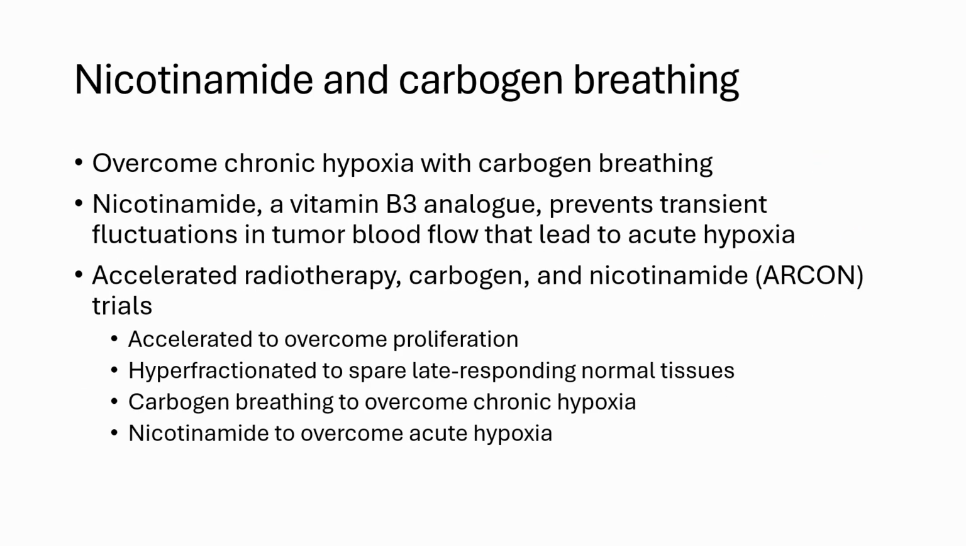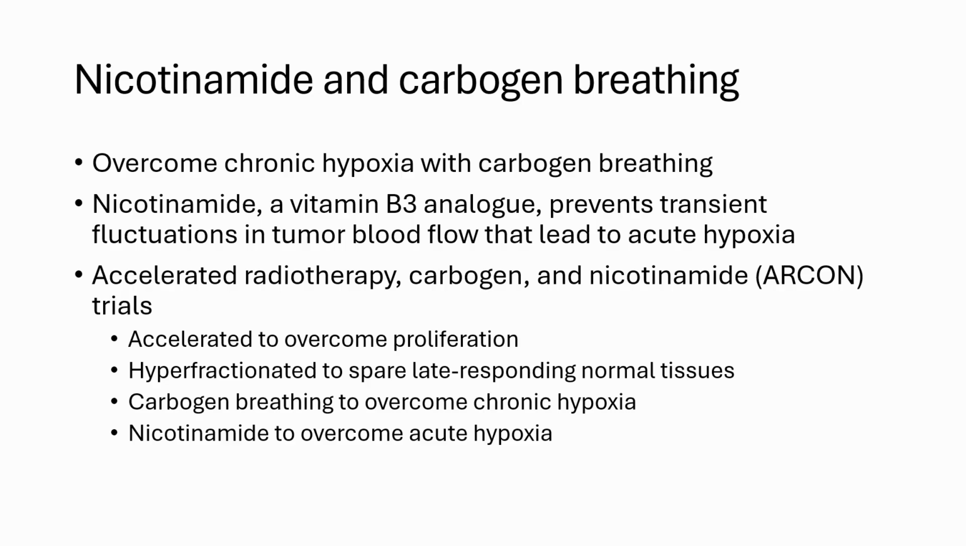So let's talk about other ways that we can increase the oxygen content of a hypoxic tumor. So nicotinamide and carbogen breathing. You can overcome chronic hypoxia with carbogen breathing because we see more delivery of oxygen to the tumor. And then we also have nicotinamide, which is a vitamin B3 analog, and this prevents transient fluctuations in tumor blood flow that lead to acute hypoxia.